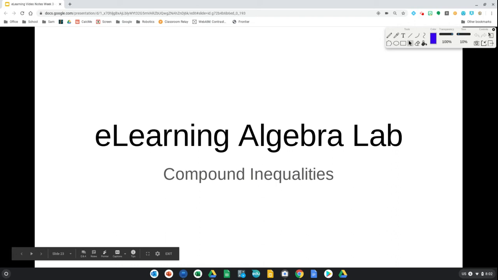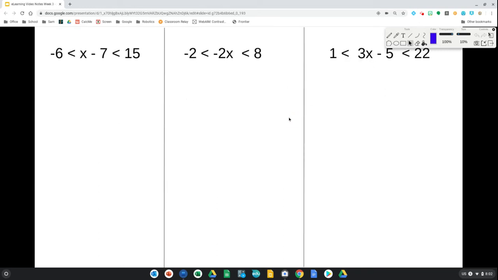In your algebra class, you have been working with compound inequalities. And so your assignment in Algebra Lab today is just to practice that a little bit more, to get a chance to ask some questions if you need to. With compound inequalities, remember, a compound inequality is really just two inequalities at once. And so we've got three examples here that we're going to work through.